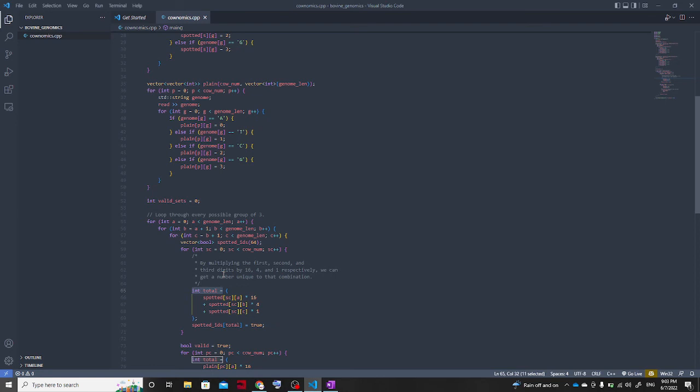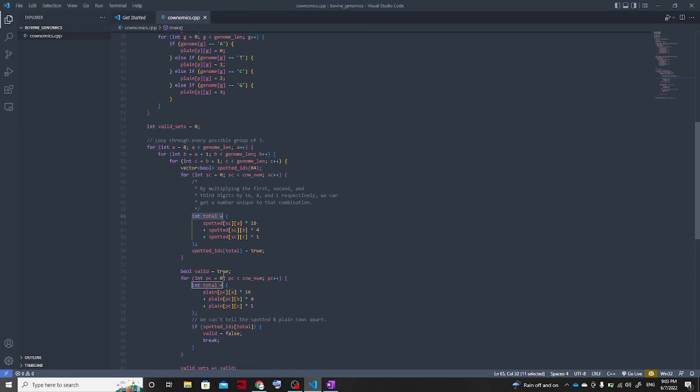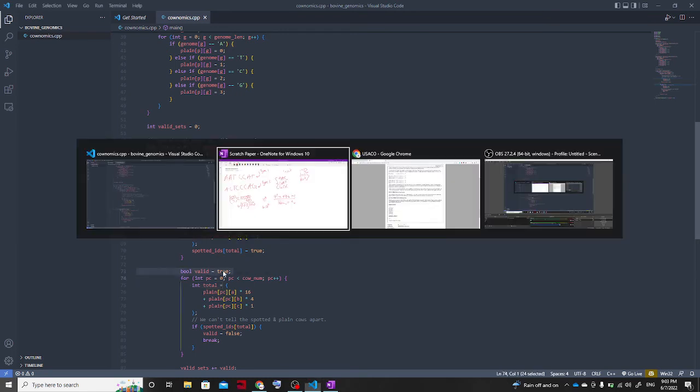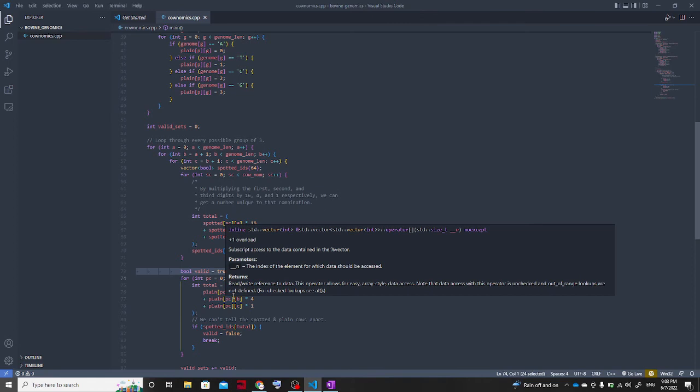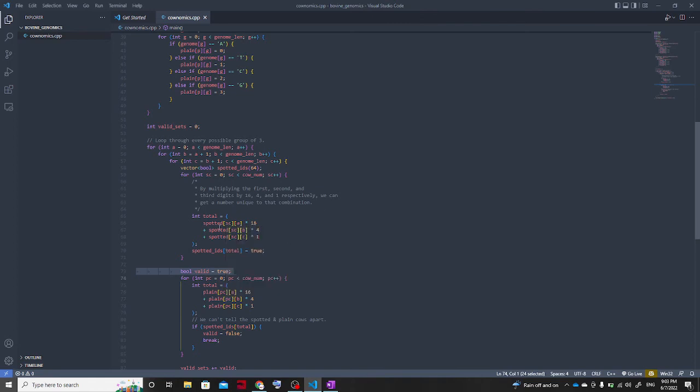And so once you have that unique number, you can say spotted IDs of total is equal to true. And this is essentially saying spotted IDs of the string is equal to true, which essentially means we've seen this string. And now what they're doing is they're keeping track of whether or not any of the values in the non-spotted, which is type 2, have already been seen in the spotted. So that's this boolean right here.